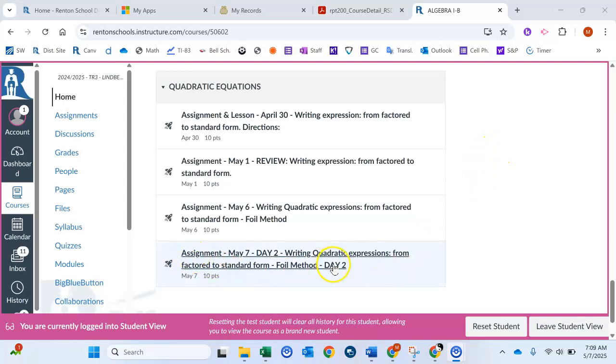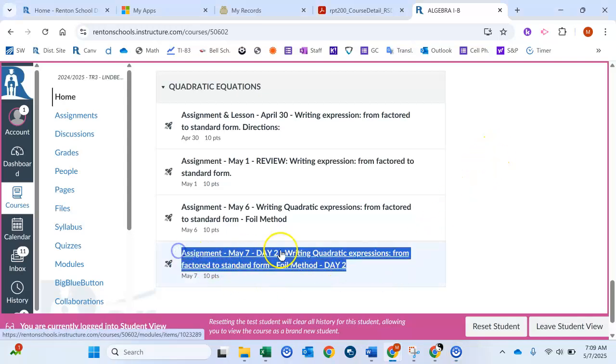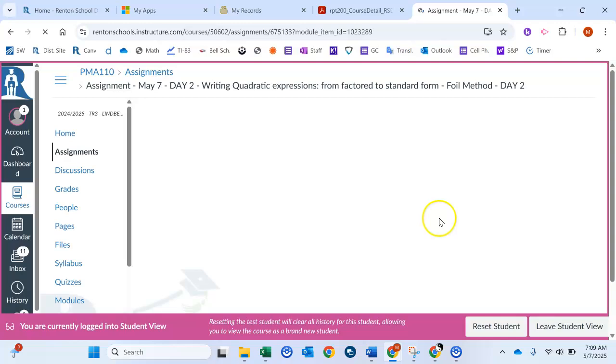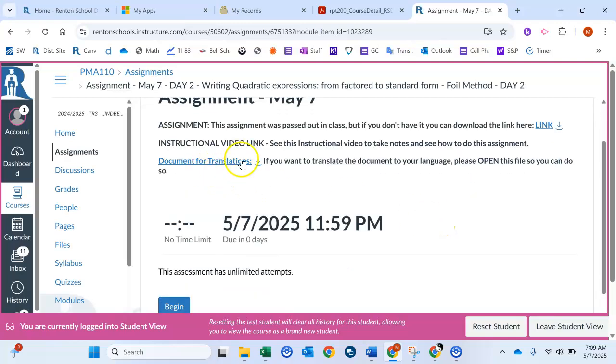Hello, today we're going to do day 2. We're going to do May 7th, day 2, still writing quadratic expressions from factor to standard form. So when you open it up, make sure that you do the document for translations. Go ahead and open this.